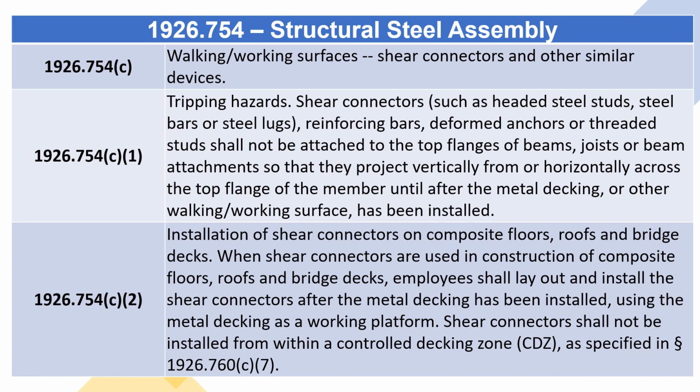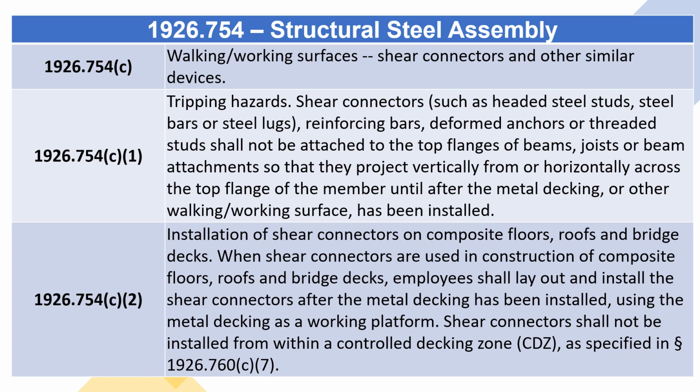1926.754(c): Walking/working surfaces, shear connectors, and other similar devices. 1926.754(c)(1): Tripping hazards. Shear connectors, such as headed steel studs, steel bars or steel lugs, reinforcing bars, deformed anchors or threaded studs, shall not be attached to the top flanges of beams, joists or beam attachments so that they project vertically from or horizontally across the top flange of the member until after the metal decking, or other walking/working surface, has been installed.